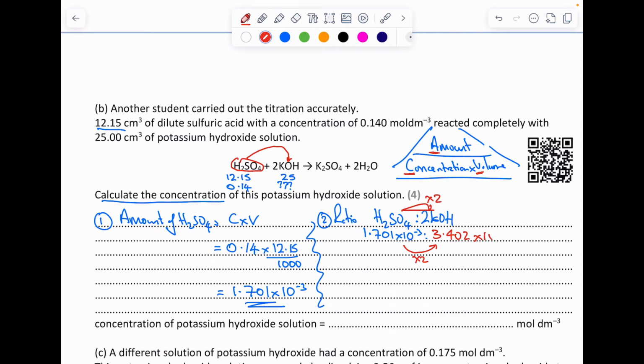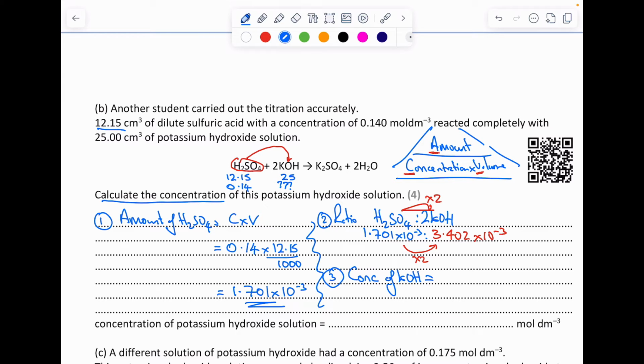And that's going to be times 10 to the minus 3. So we now know that we have got this many moles of potassium hydroxide, and we also know the volume of potassium hydroxide. So I'm going to use this now in the final step to calculate the concentration of the KOH.